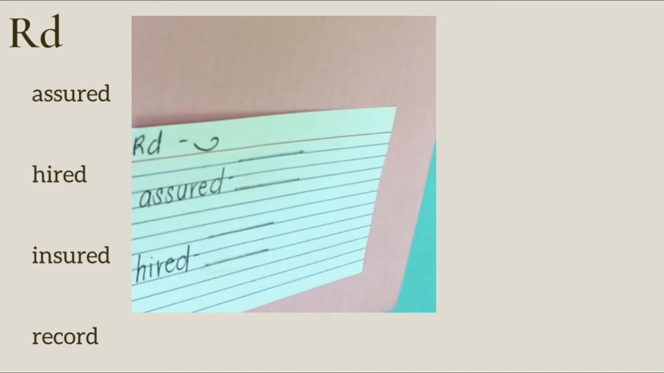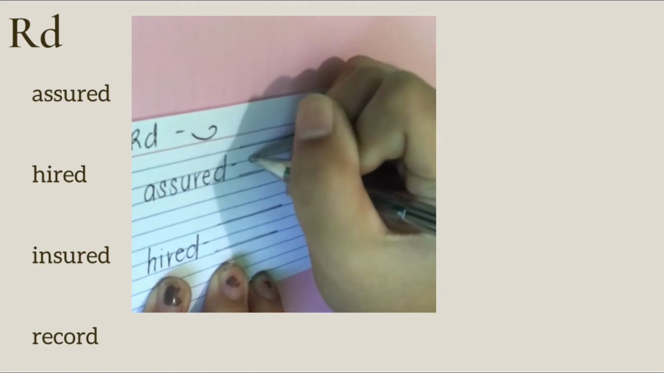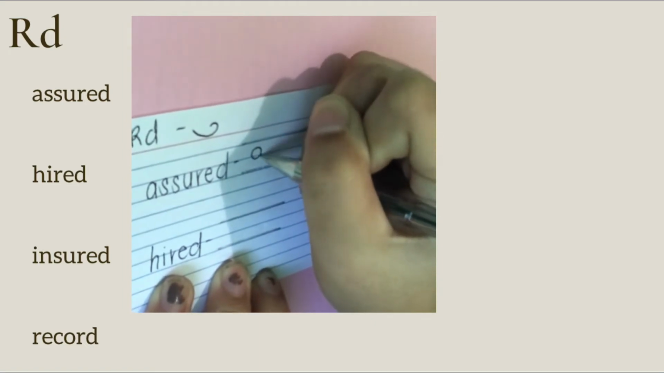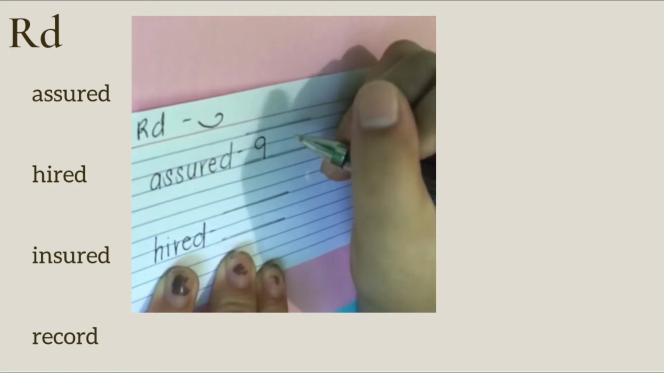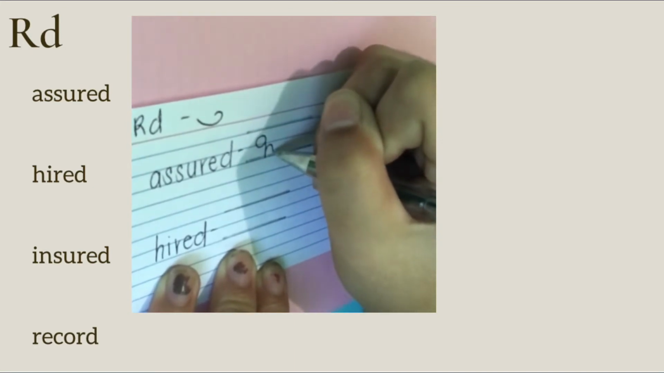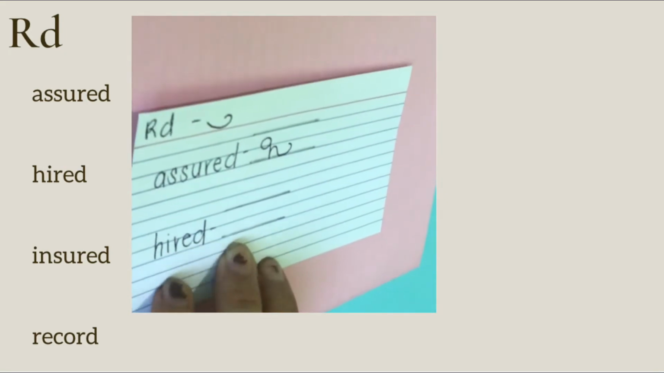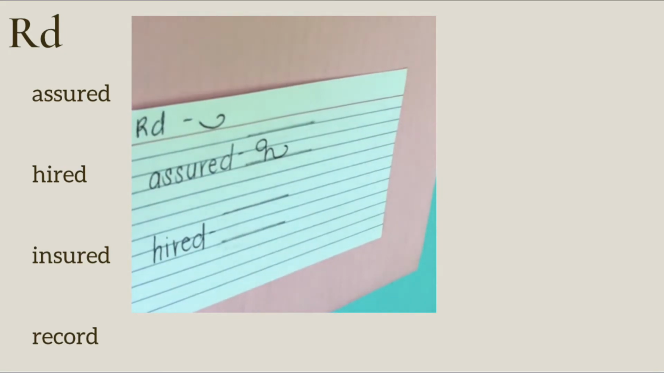First word is assured. This is how you do the stroke of assured. Letter A, ish, upward deep hook, and the RD combination. That's the stroke of assured.